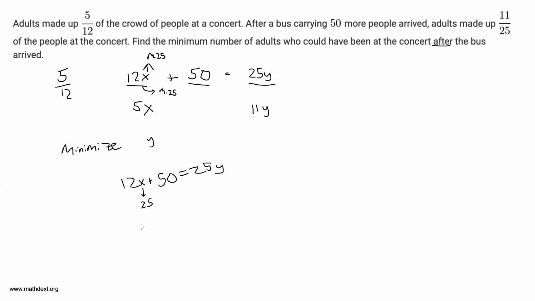And what ends up happening is you have 12x is 12 times 25, which is 300, plus 50 is equal to 25y. So 350 is equal to 25y. Divide both sides by 25, you have 14 is equal to y. Remember, we want to find the minimum number of adults who were at the concert after the bus arrived. That's 11y. We already stated that before. So our final answer, the minimum value for 11y is 11 times 14, which is 154. And that is our final answer.